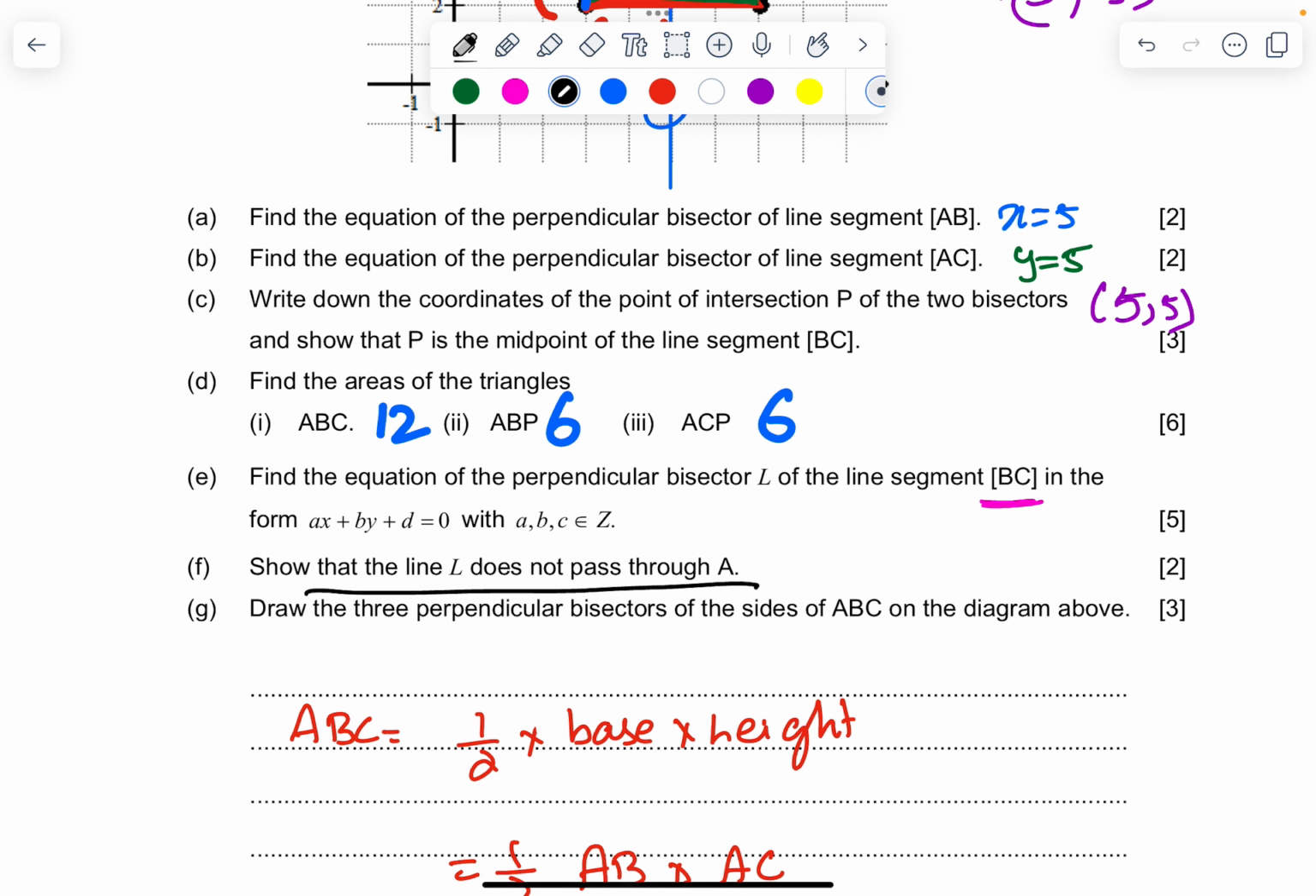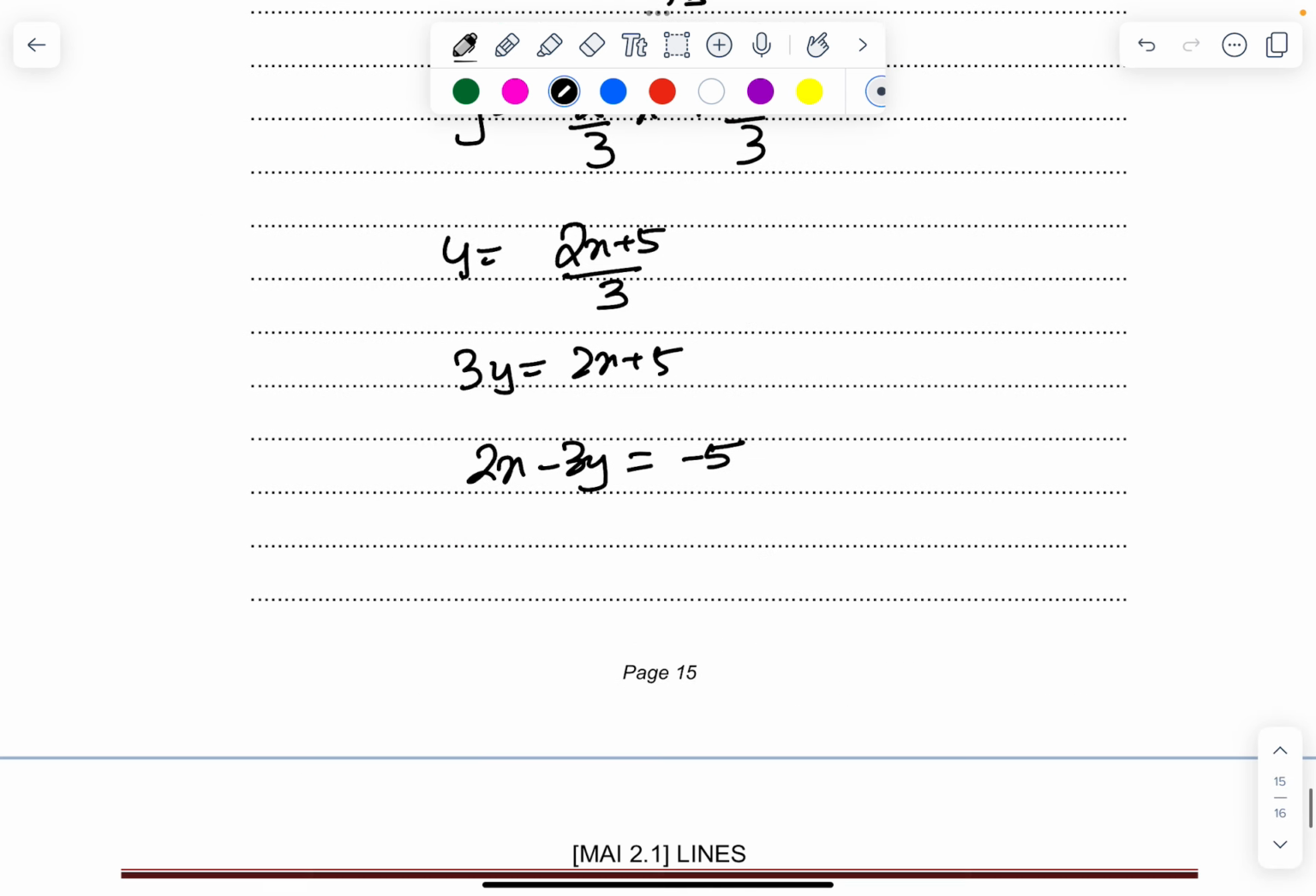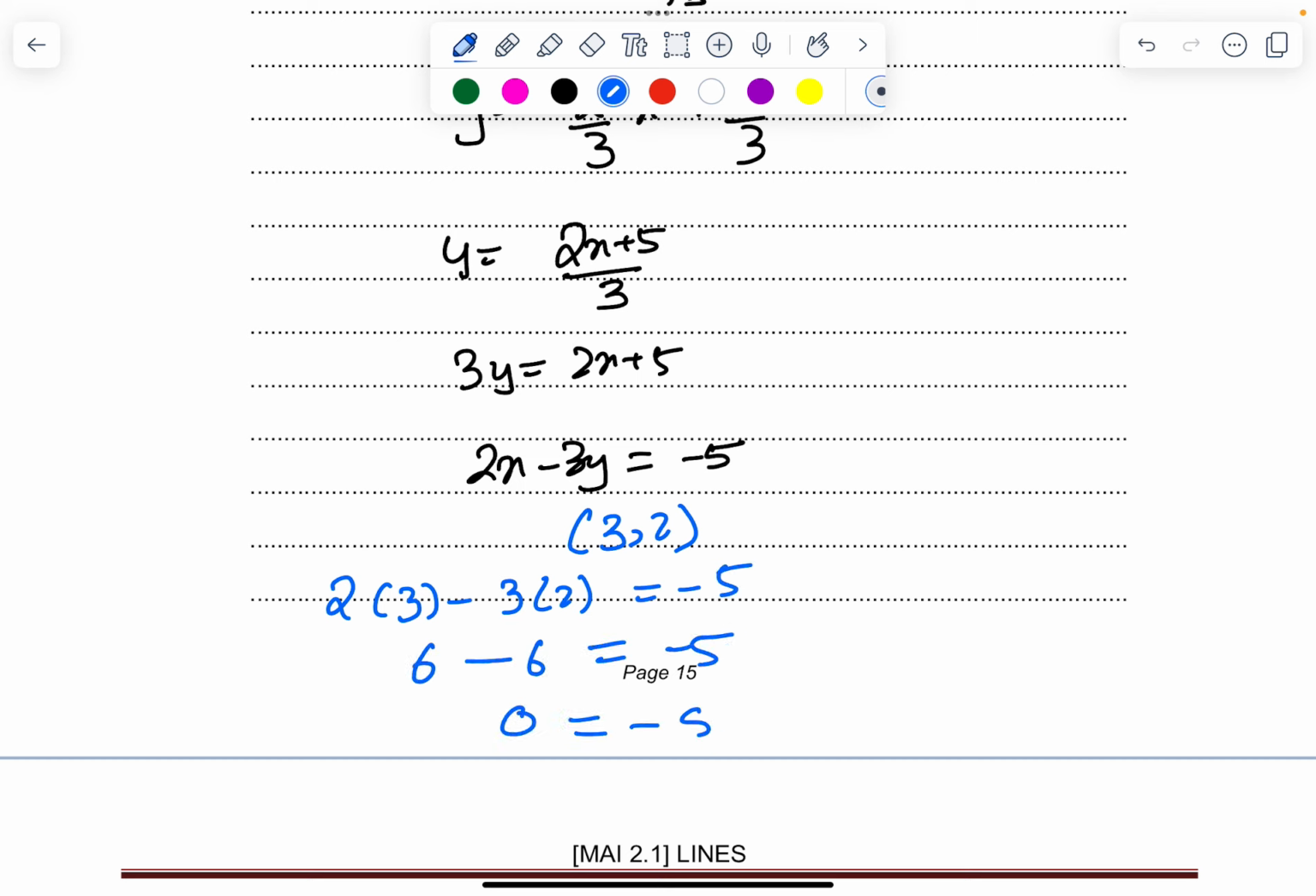Show that the line does not pass through A. What was A? A was 3 comma 2. So plug in: 2 times 3 minus 3 times 2 equals negative 5. 6 minus 6 equals negative 5. 0 equals negative 5, which is not possible. So A does not lie on the line.